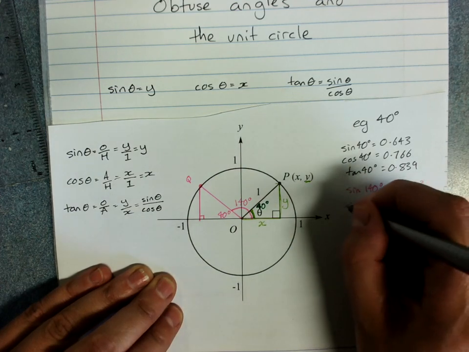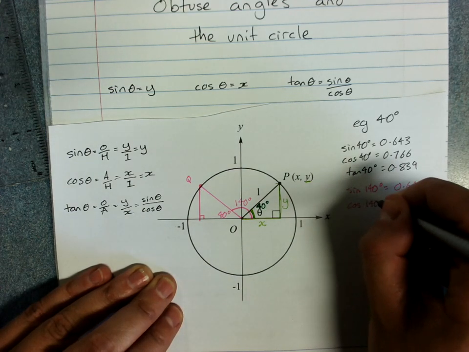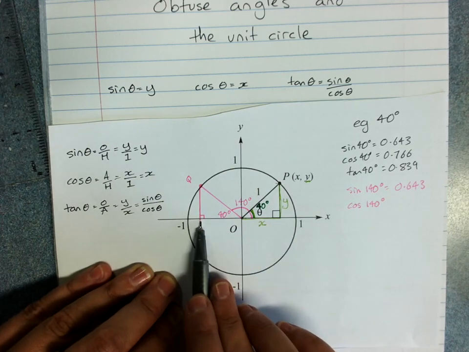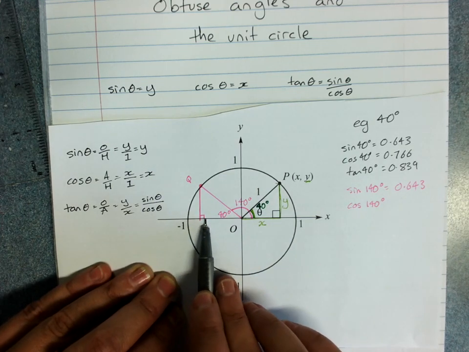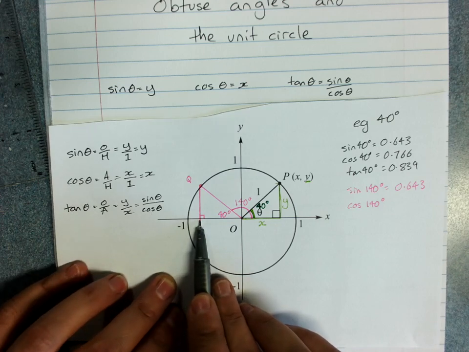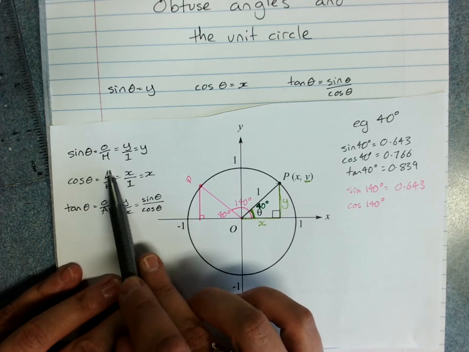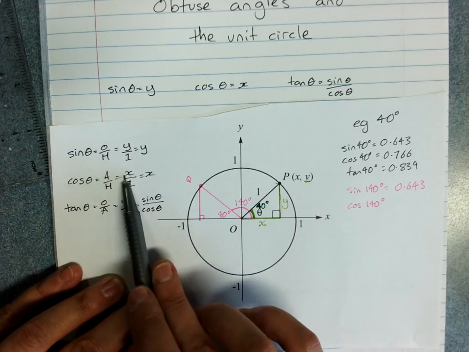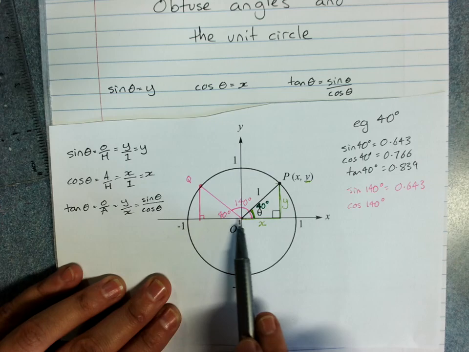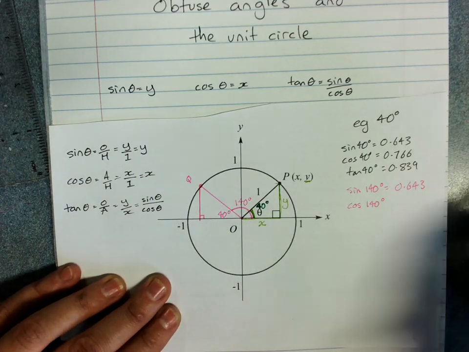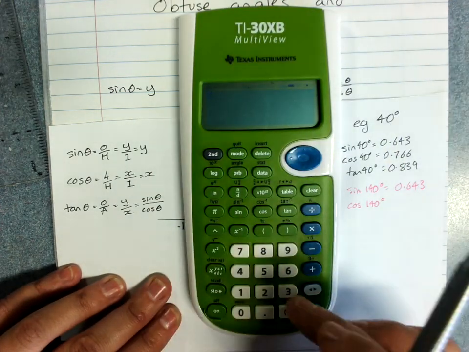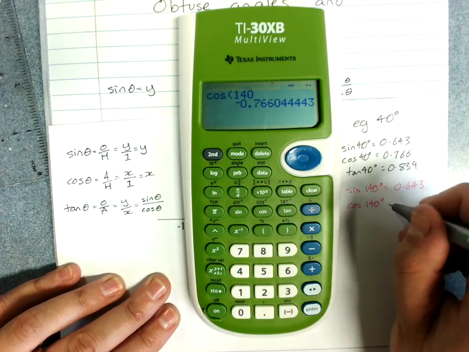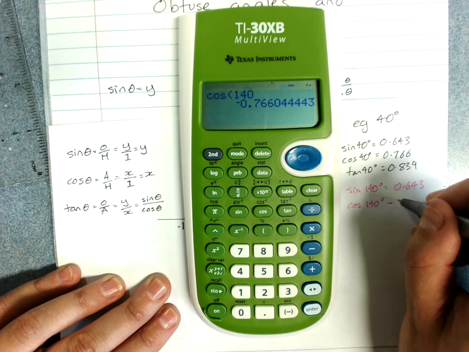Cos of 140 degrees though, my x is over here in the negatives. Cos is adjacent over hypotenuse, but this x value is negative something over 1. I'm going to get a negative answer. Have a look at what happens when we do cos of 140 degrees. It's the same as cos of 40, but negative.